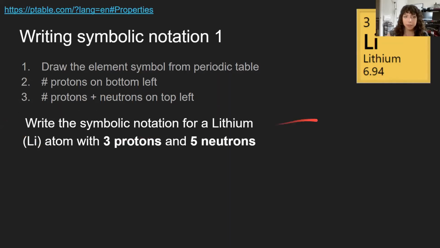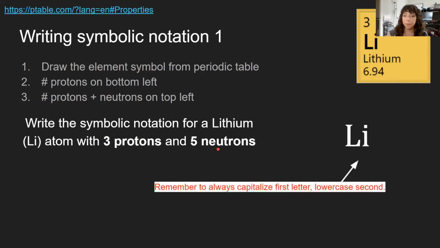Let's do this example of lithium with 3 protons and 5 neutrons. First, I'm going to write my element symbol, lithium. Do not capitalize both letters or lowercase both letters. It has to be big first letter, small little letter. That's just how it is. Now, protons is 3, and mass number is neutrons plus protons, 8.